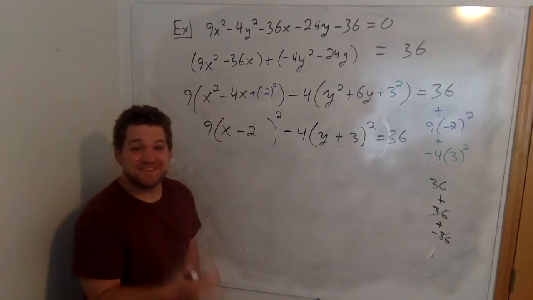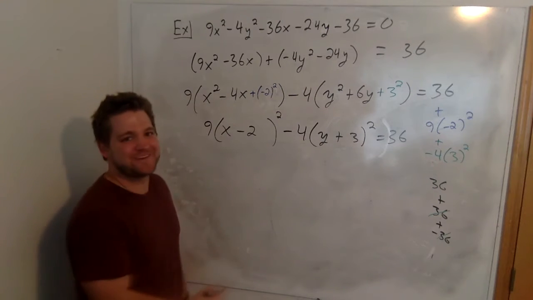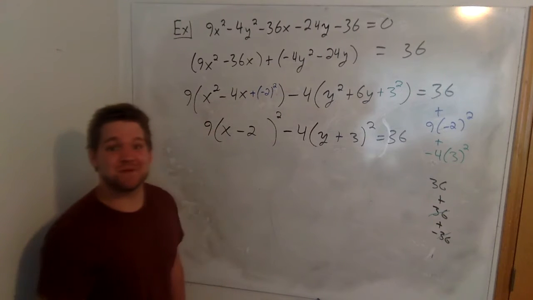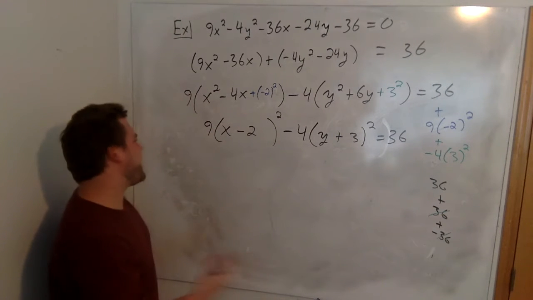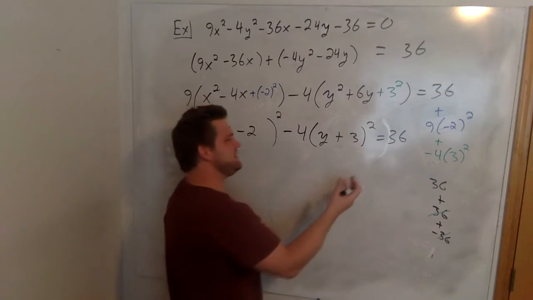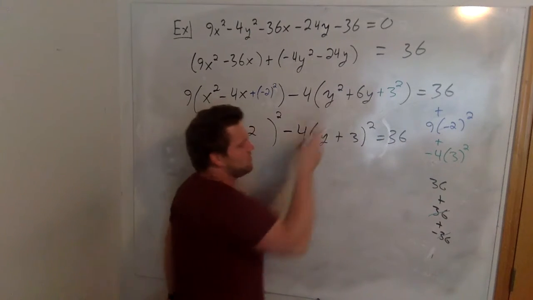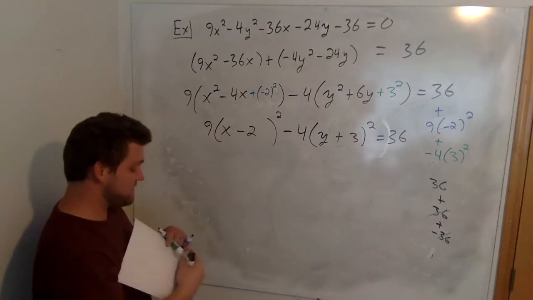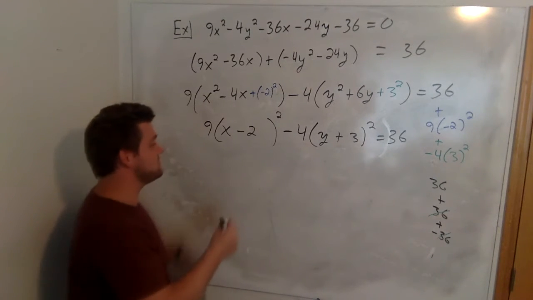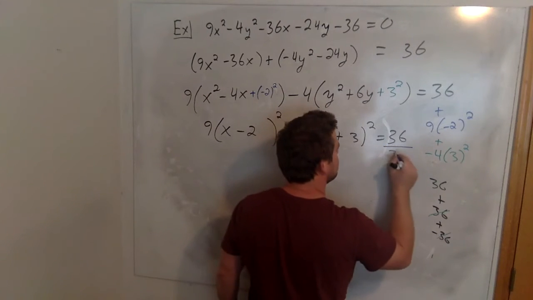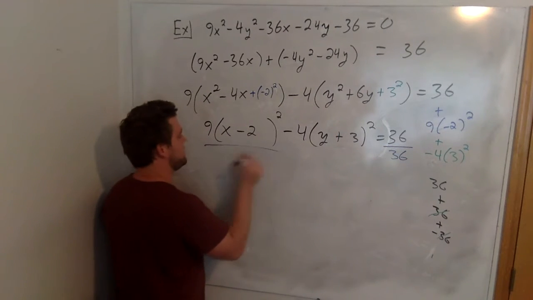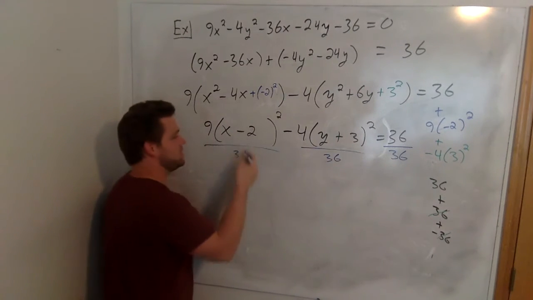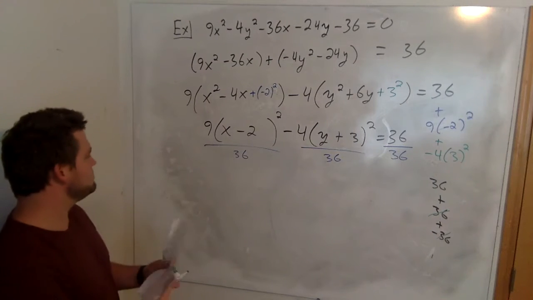You might already be seeing which conic this is. It's starting to reveal itself. You see this minus here, I'm thinking this is going to be a hyperbola. Okay, but hyperbolas don't usually have an equal to 36. Usually they're equal to 1. So to get this in that good form, we're going to divide everything by 36. Really, we're just dividing both sides by 36. And on the left-hand side, we're distributing the 36 to each of the terms.